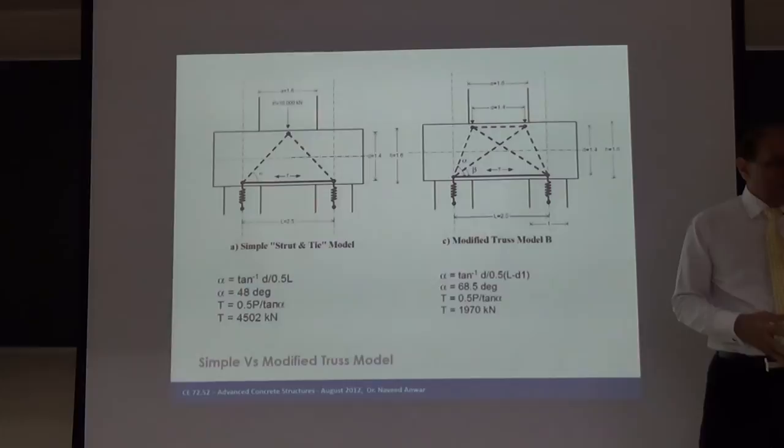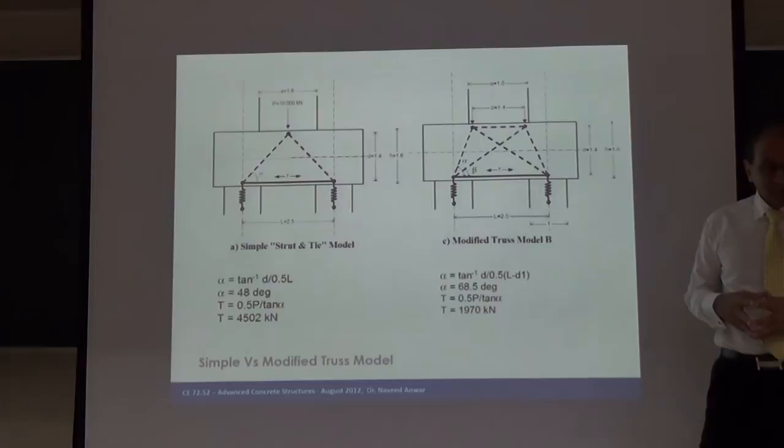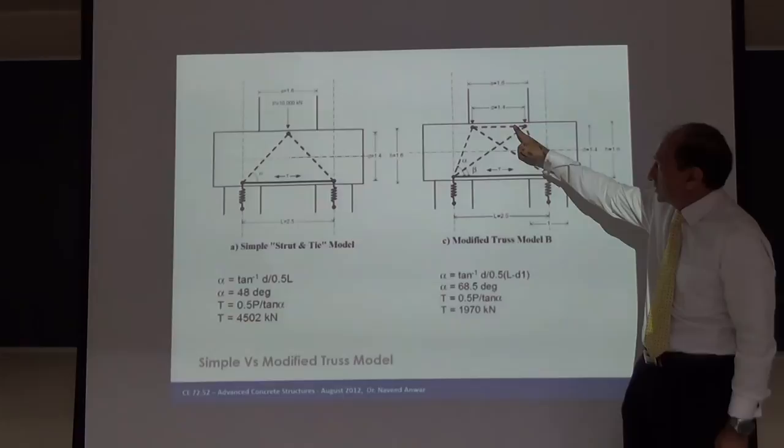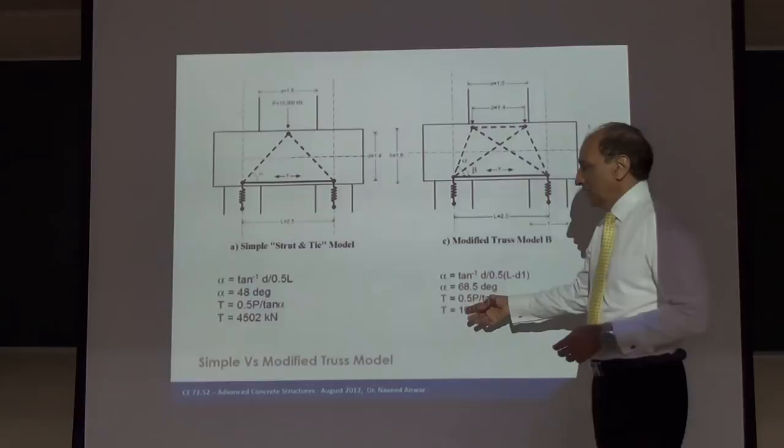So this is what we use all the time now, modified, not the single node model, but the multiple node model for supports and loading. And here you can see that if you calculate for this particular case, the force is 1900, here the force is 4500 for this particular case. So which means you are almost getting half the force in this case than you will get in this case.